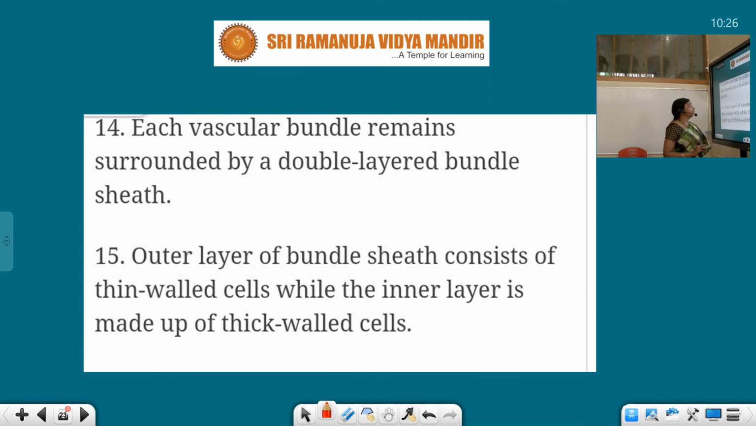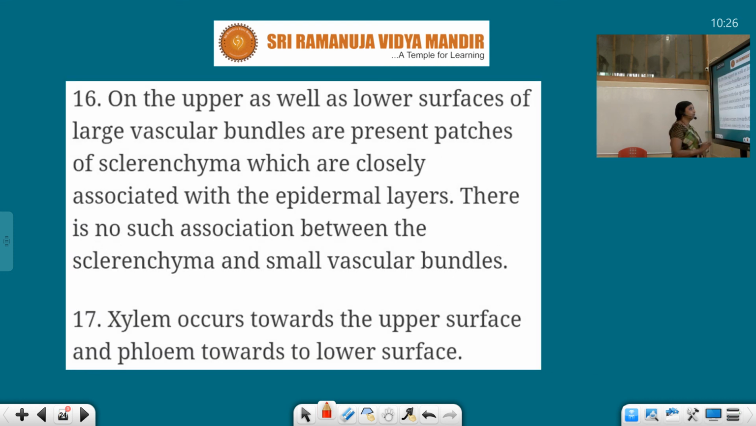Each vascular bundle remains surrounded by a double layered bundle sheath. This bundle sheath is made up of parenchymatous cells, but here the extension of the bundle sheath is sclerenchymatous. So the outer layer of the bundle sheath consists of thin walled cells, while the inner layer is made up of thick walled cells.